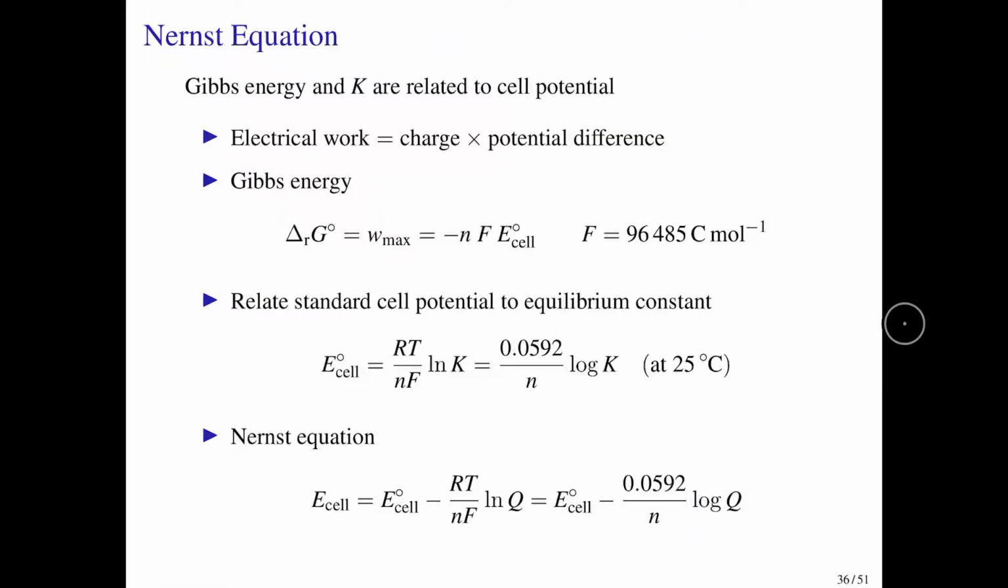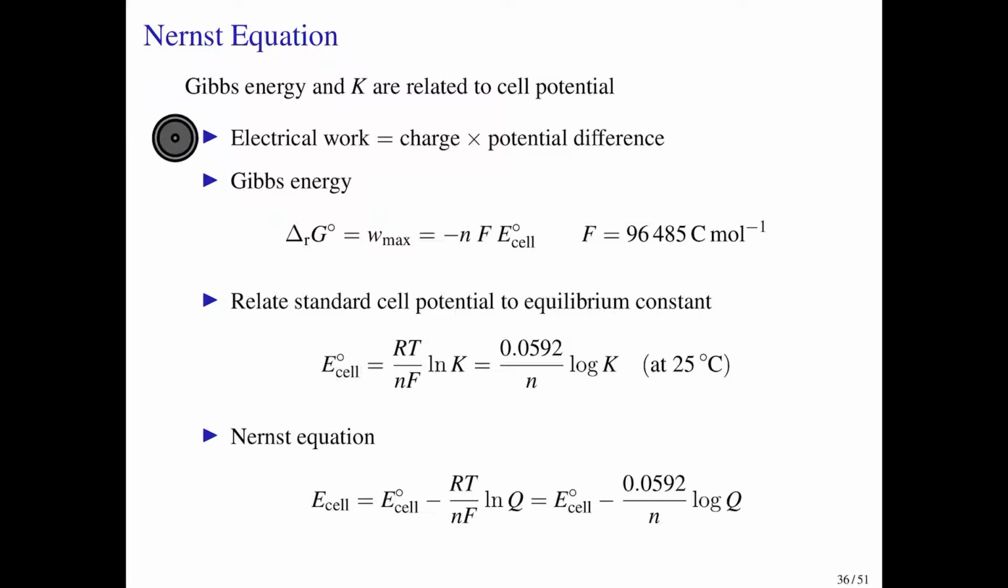So the equations that you need in order to do these types of calculations are all listed on this slide here. The most important thing to remember is that the Gibbs energy of a reaction and the equilibrium constant are both related to the cell potential for a redox reaction. And here I'm articulating how that occurs.